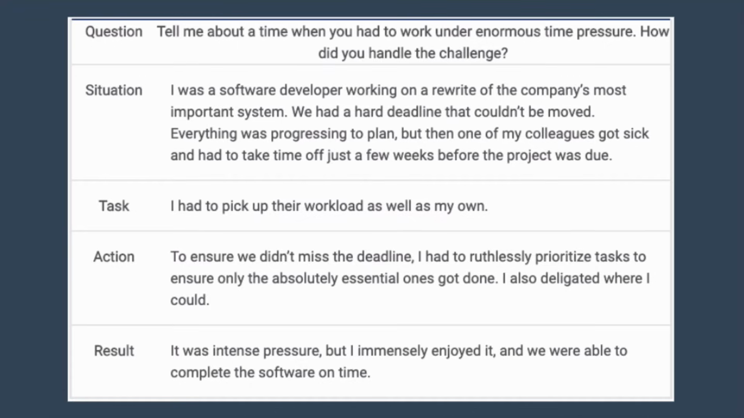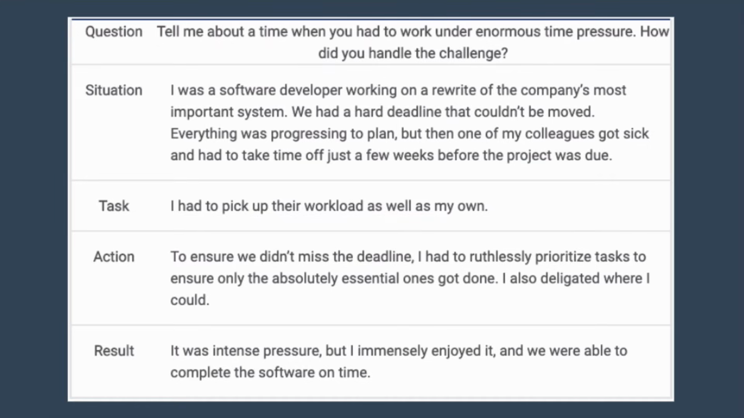The question we're going to consider is, tell me about a time when you had to work under enormous time pressure. How did you handle the challenge? So if we break down an answer using the STAR method, you can see here an example answer to the question, and it's broken down into blocks. So for situation, you might say something like this. I was a software developer working on a rewrite of the company's most important system. We had a hard deadline that couldn't be moved.